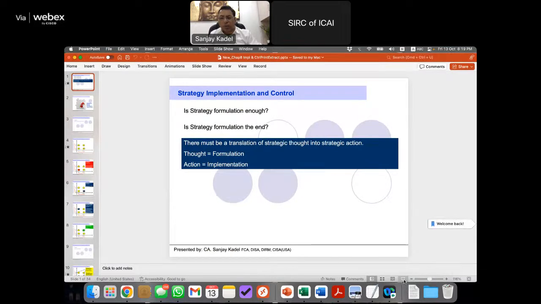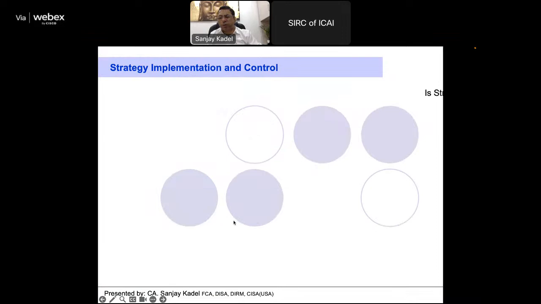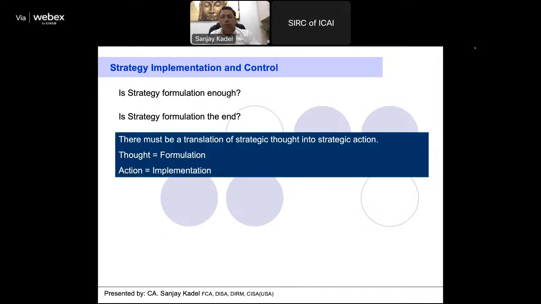Now, there is a very simple question: whether strategy formulation is enough. See, so far we have been discussing corporate strategy, business level strategy, functional level strategy, organization structures, etc. Whether strategy formulation is enough? The answer is, of course, no. So whether strategy formulation is the end? Of course, no. It has to be implemented also.